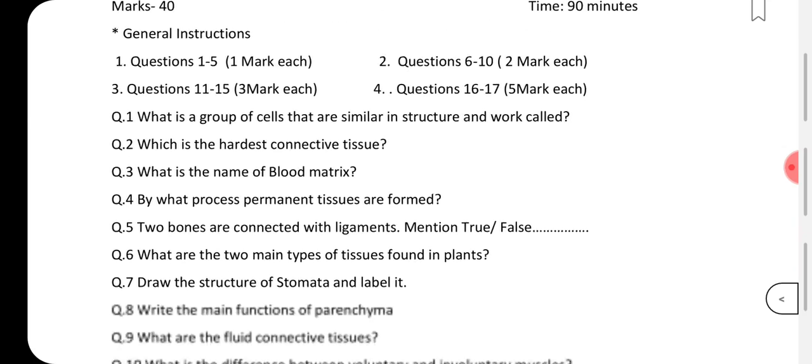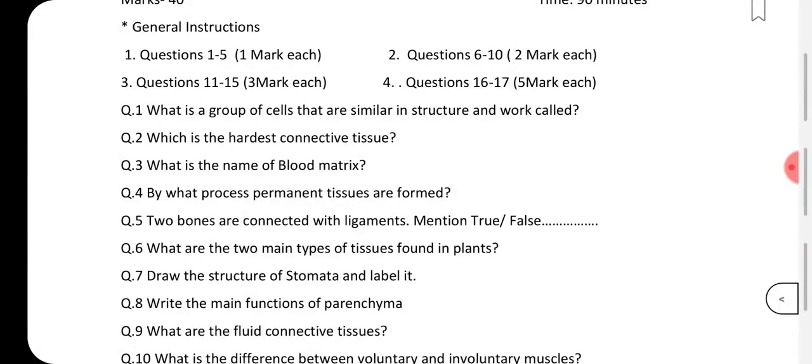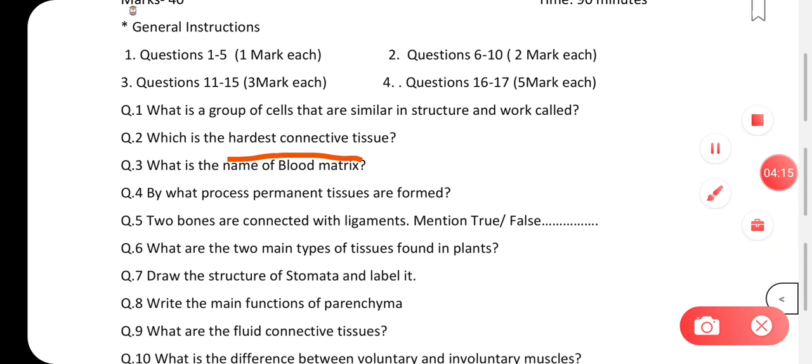Now here are some questions which you can try to do. I'll just read out the questions for you all. You can try answering these questions. Question number 1, what is a group of cells that are similar in structure and work called? This is just a 1 mark question. Which is the hardest connective tissue? Just think about it. What is the name of the blood matrix, in which the RBC, WBC and platelets are floating? What is that called?